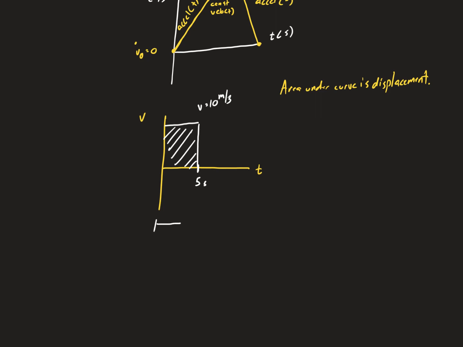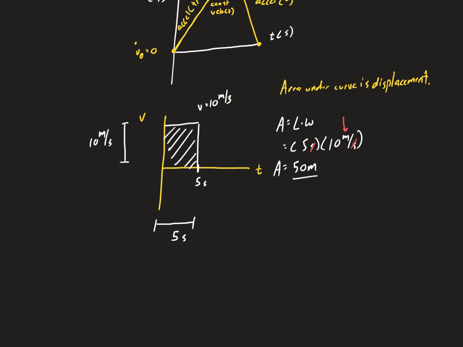And so we have this right here, that is 5 seconds. The height is going to be 10 meters per second. The area of a rectangle is pretty straightforward: length times width. The length, let's call this 5 seconds. The width, 10 meters per second. We notice that the seconds cancel, leaving me with the meter unit. So we get an area of 50 meters, or the displacement of this particular object was 50 meters.